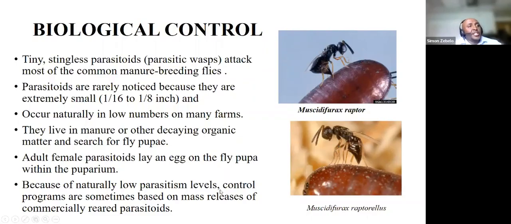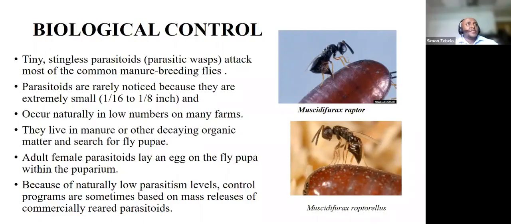Because of naturally low parasitism levels, control programs are sometimes based on mass release of commercially reared parasitoids. These parasitoids are normally sold by IPM Laboratory Inc. I can share the link of this company, which sells different types of parasitoids that can be used for introduction in poultry operations.